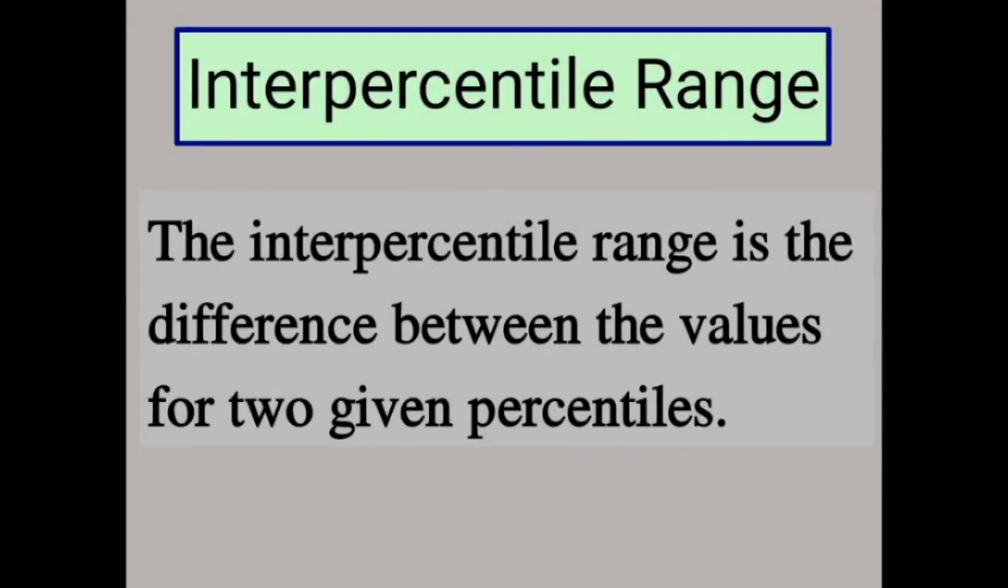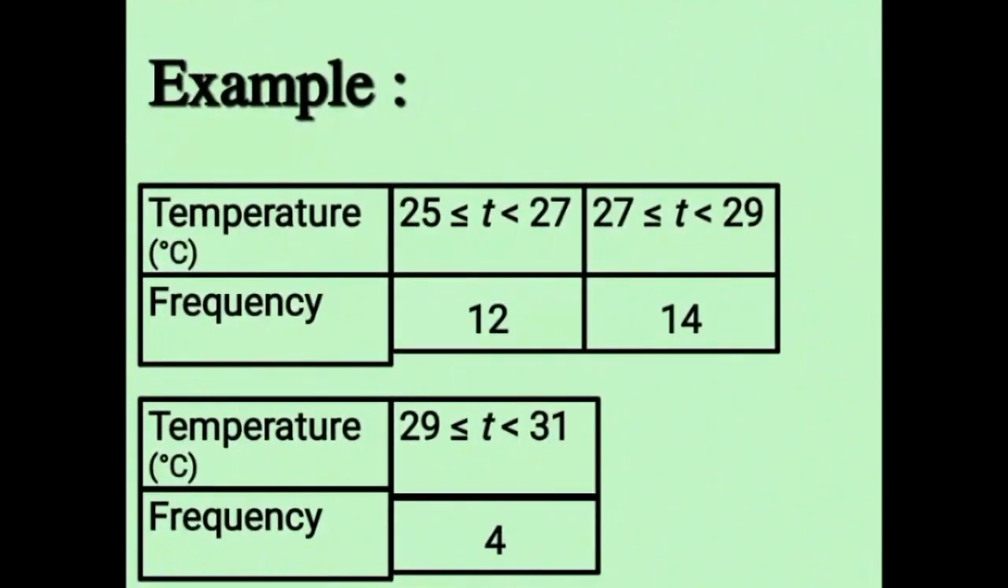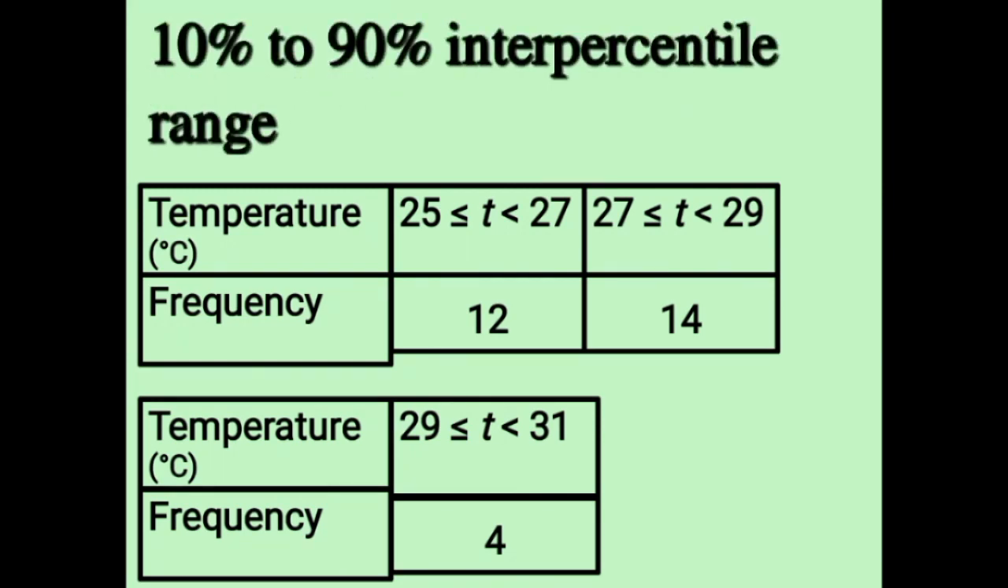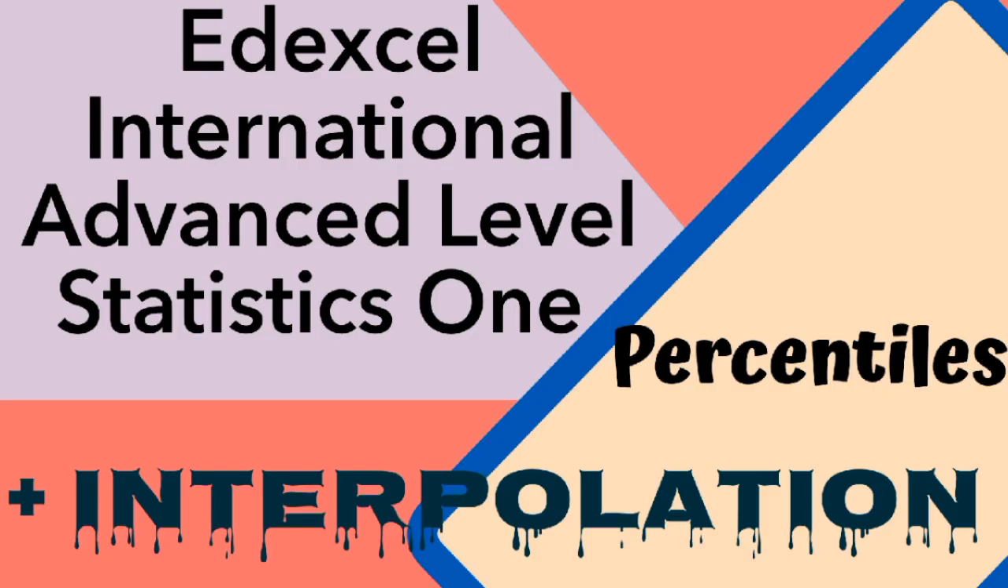Interpercentile range. The interpercentile range is the difference between the values for two given percentiles. For example, the data represented here are also in a grouped frequency table. Now, use interpolation to find an estimate for the 10% to 90% interpercentile range. So, the 10th to 90th interpercentile range is the difference between the 10th and the 90th percentiles. So, in my previous statistics video, I covered how to find the percentiles in a grouped frequency table. If you want, check it out for more detail.